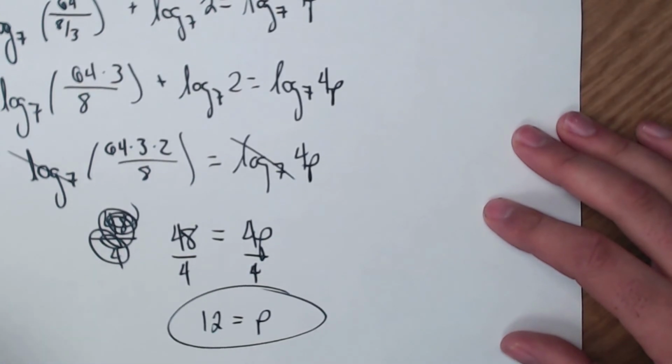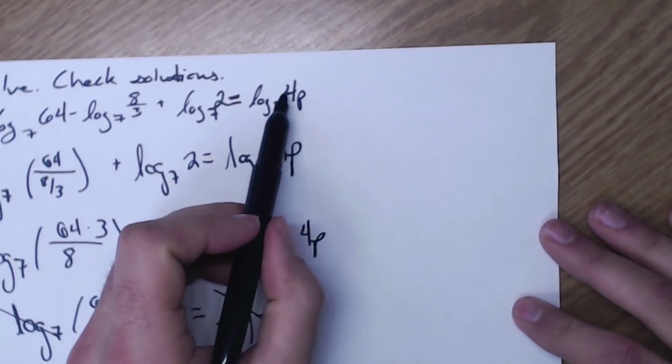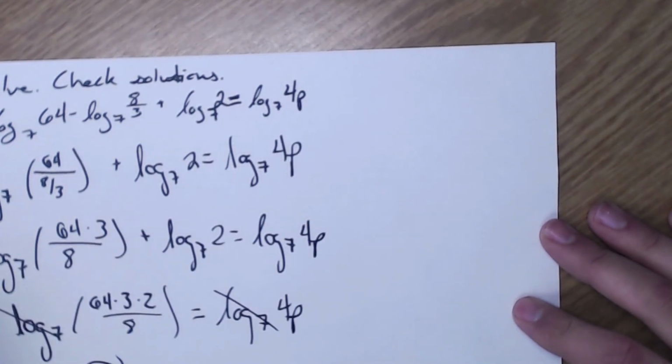Not too bad, but now I have to check that really quick. If I plug that in up top, 4 times 12, that's 48. I am allowed to have a positive number plugged into a log, so we are good to go.